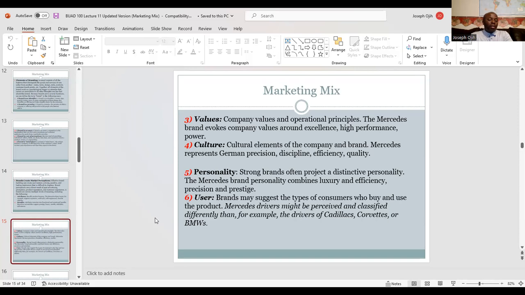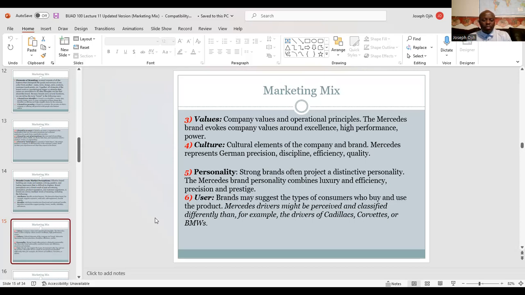Personality: a brand often projects a distinctive personality. Now, I think I mentioned prestige before, but when you have a Mercedes-Benz, people see that you own and maintain a Mercedes-Benz. So it projects the personality of wealth, luxury, efficiency, and prestige. The user as well.